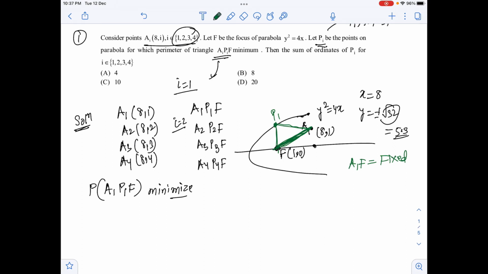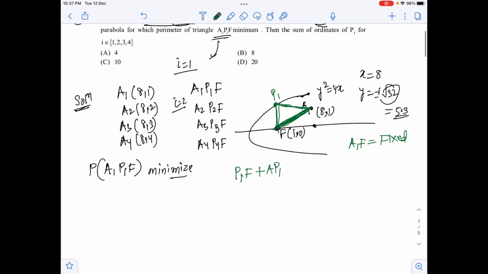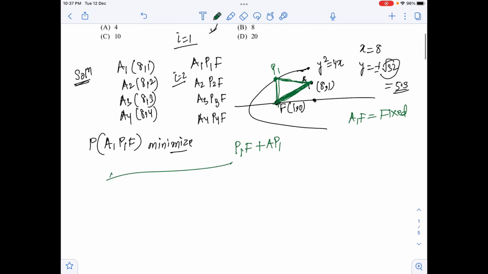Okay, so the question is asking us to minimize the perimeter of the triangle P1AF. Since we know A1F is already fixed, basically we have to minimize P1F plus AP1. Now to minimize this we can use two methods. Method one can be a blind approach.